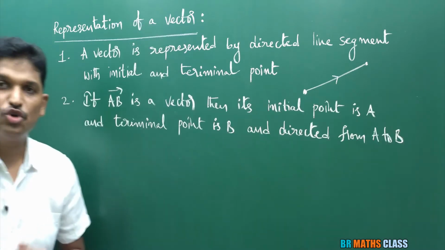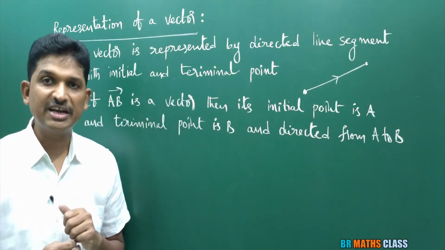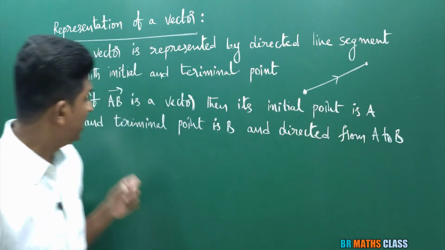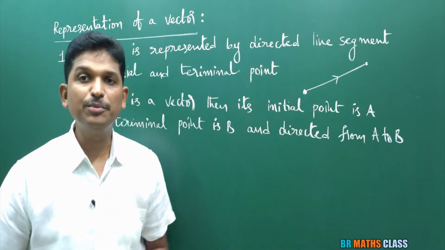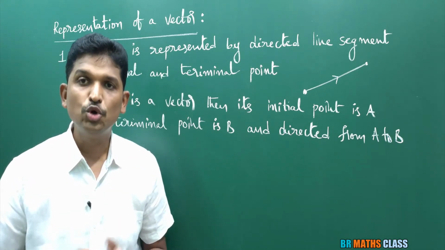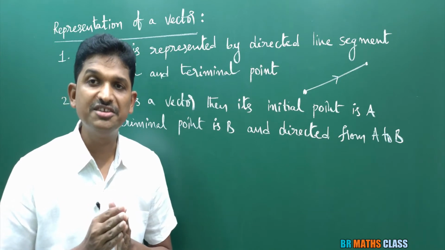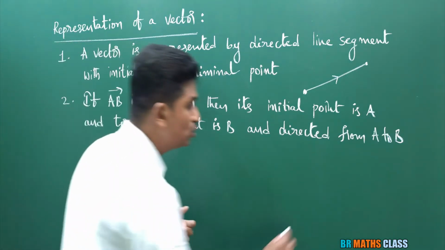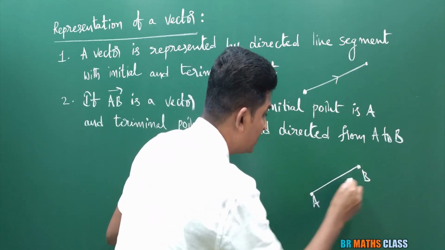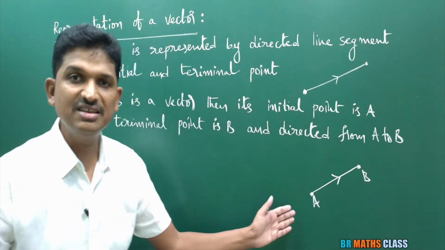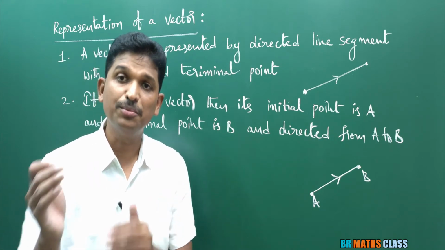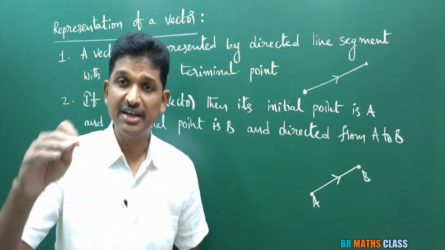Second point. Somewhere you saw AB bar is a vector. What does it mean? AB bar is a vector whose initial point is A, terminal point is B, and it is directed from A to B. AB bar is a directed line segment, directed from A to B, whose initial point is A and terminal point is B. Suppose you need to represent this vector: this is the vector AB bar. BA bar is a vector directed from B to A, whose initial point is B and terminal point is A.